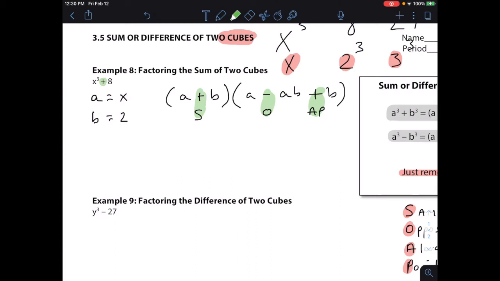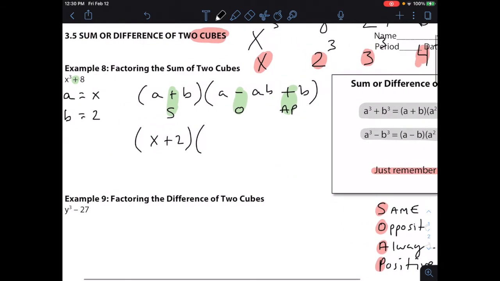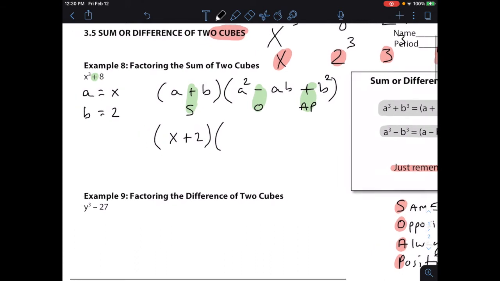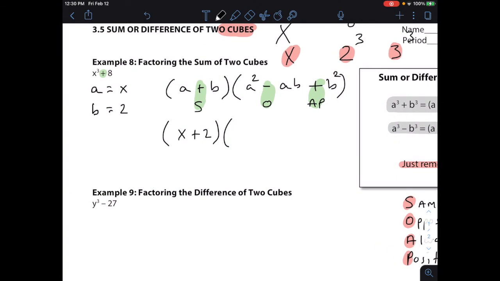Okay? Now, we just have to fill in the rest, and we've got A's and B's there, right? So all we have to do is say, all right, my A is X and my B is 2, so this one's going to be X plus 2. Whoops, wait a minute. I forgot something. Anybody see what I forgot? I forgot the squared here. So there we go. And then my first term in the trinomial is going to be X squared. My last term in the trinomial is going to be 2 squared.